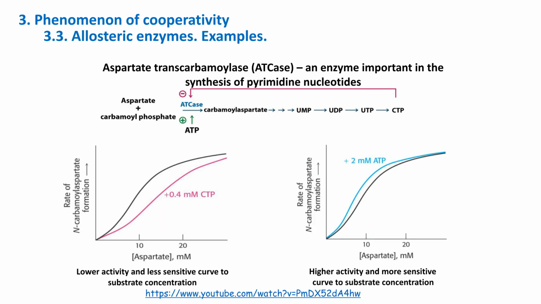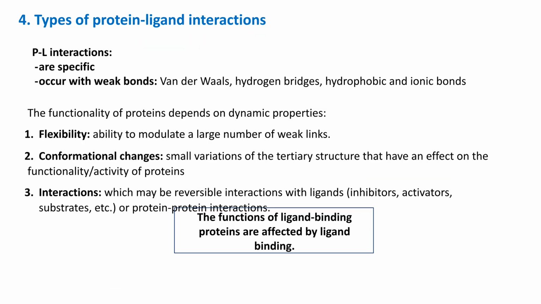The graph for ATCase shows that the activator ATP increases activity and sensitivity, while the inhibitor CTP decreases activity and sensitivity to substrate concentration. Protein-ligand interactions are specific and involve weak bonds, such as van der Waals, hydrogen bridges, hydrophobic, and ionic bonds. The functionality of proteins depends on flexibility and conformational changes.